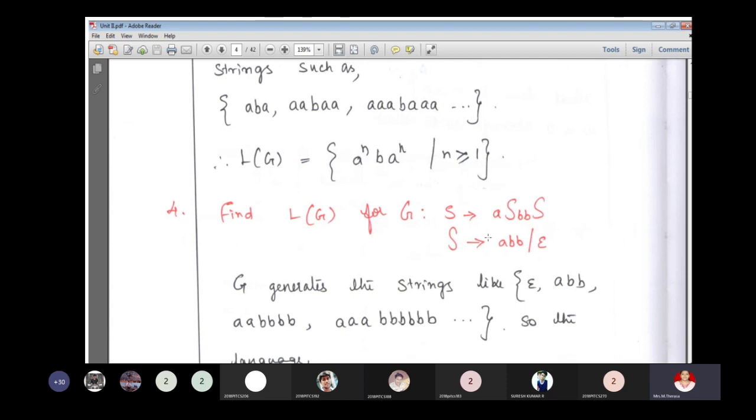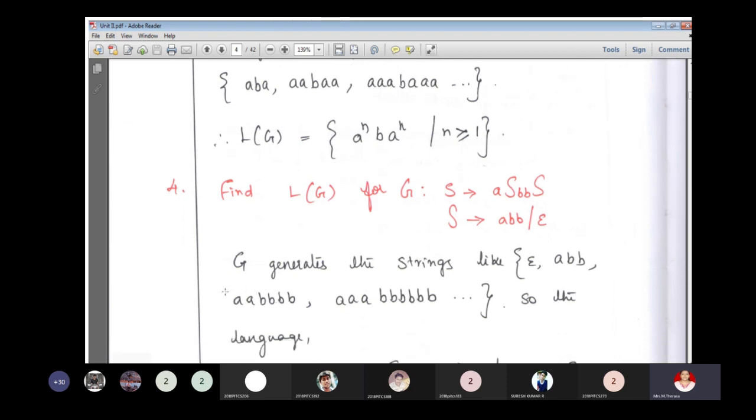from the S. So we can see the primitive string is epsilon, because you have a straight production rule that S derives epsilon. So epsilon can be derived, and also S tends to ABB. You can derive ABB. Okay, then you can go to this recursive procedure where you can get AABBBB, AAABBBBBB. So there are six Bs.